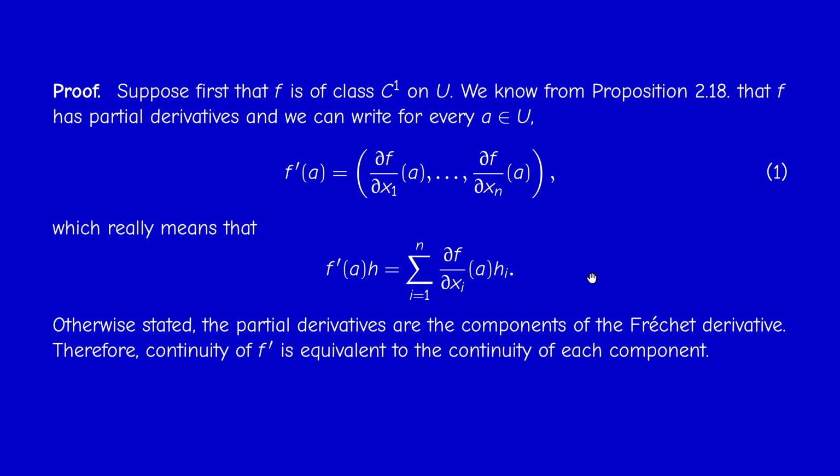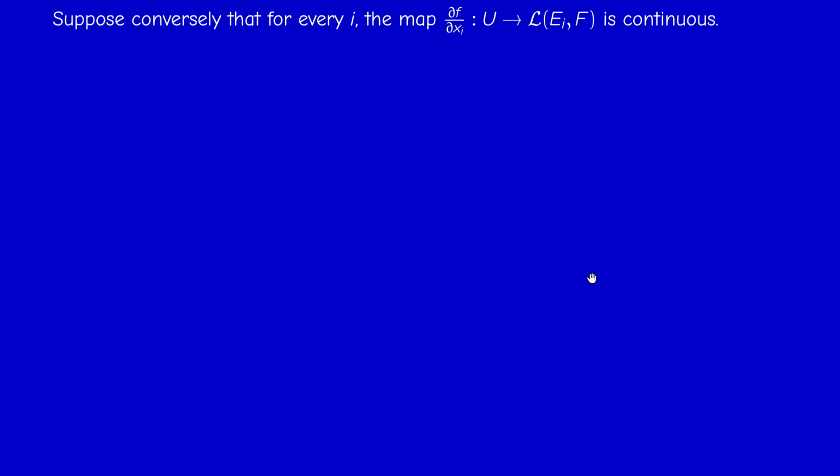Now, conversely, suppose that the partial derivatives exist on U and are continuous. So of course, the partial derivative with respect to the ith component is a map from U into the space of linear bounded maps from E_i to F. Okay? Because I have two variables here. When I apply this to A, I get a linear bounded operator, and then I apply it to a vector H_i.